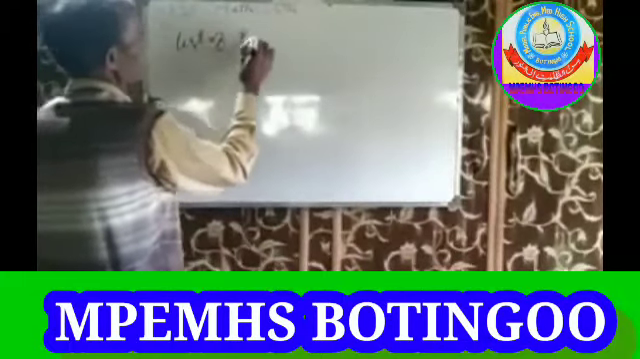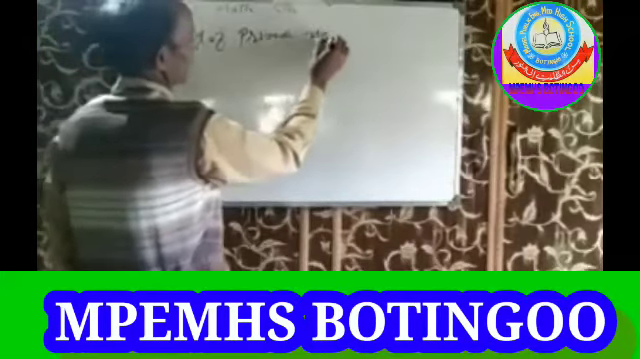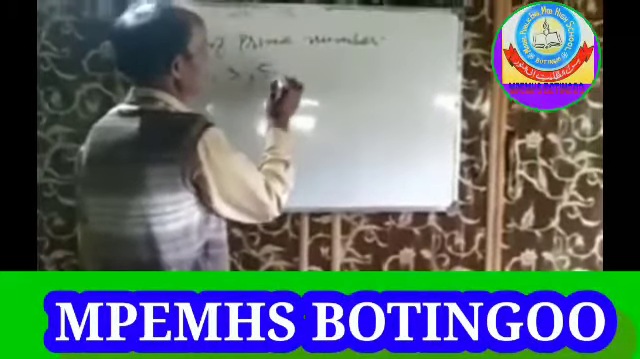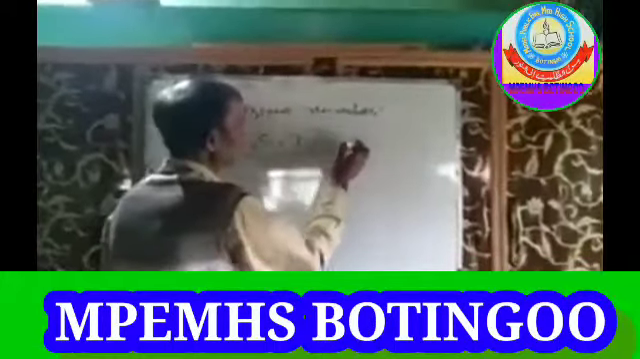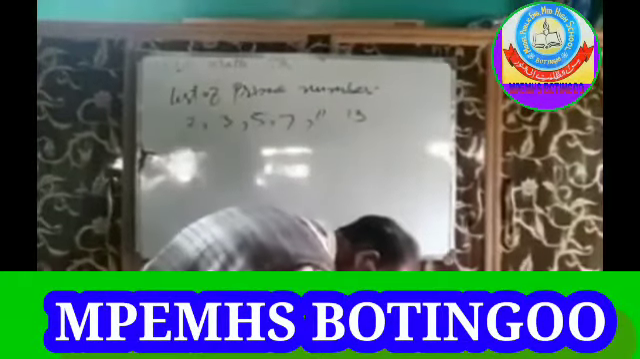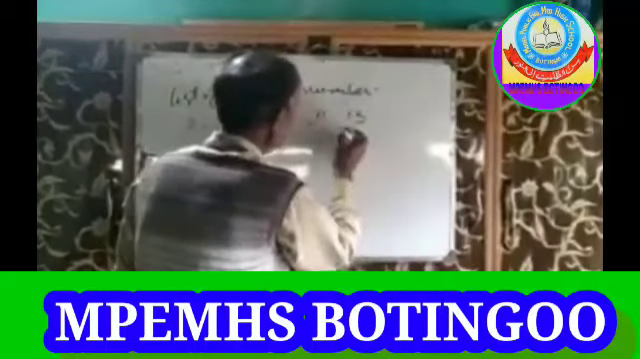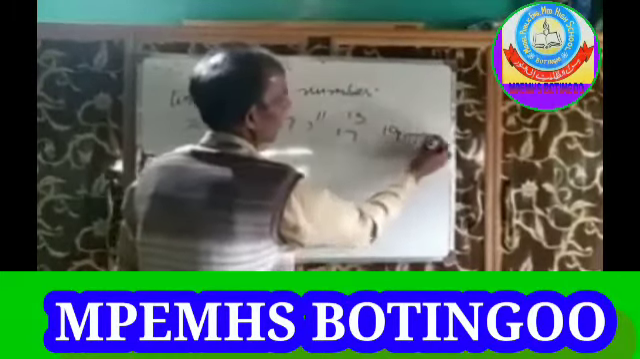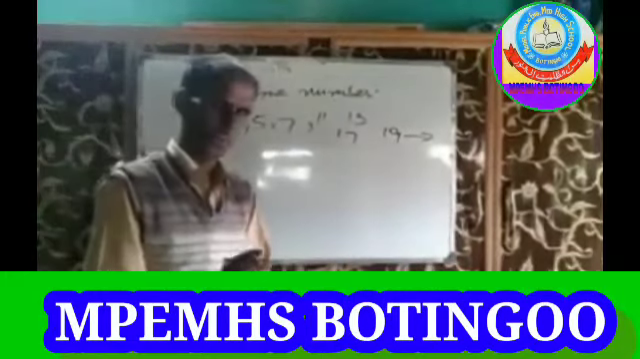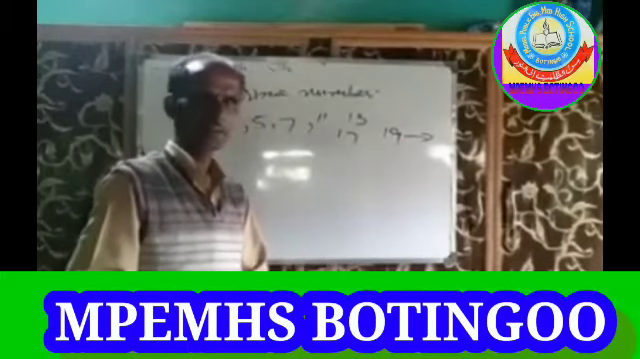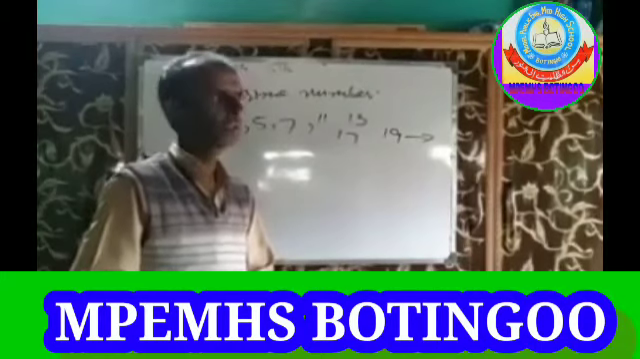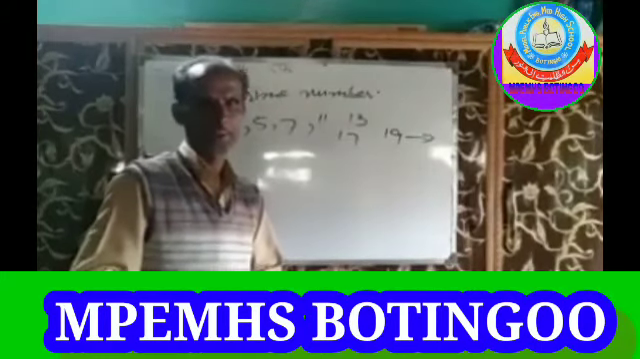List of prime numbers. 5 is a prime number, 7 is a prime number, 11 is a prime number, 13 is a prime number, 17 is a prime number, 19 is prime. After that, there are many prime numbers. These are called prime numbers because they have only those two factors. And after that, there are some composite numbers. Composite numbers are those numbers which have more than two factors. That is the end.